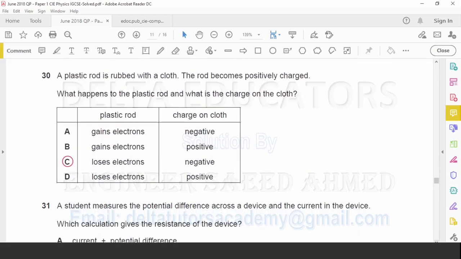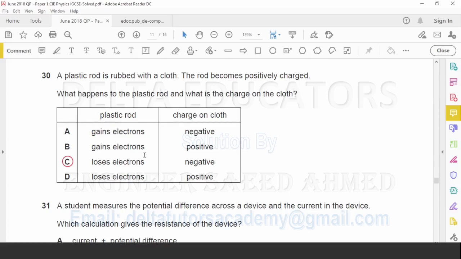Question number 30. A plastic rod is rubbed with a cloth. The rod becomes positively charged. What happens to the plastic rod and what is the charge on the cloth? Positively charged means electrons are lost by the plastic rod, and these electrons are gained by the piece of cloth. Since electrons are gained by the cloth, negative charge will be developed on the piece of cloth.